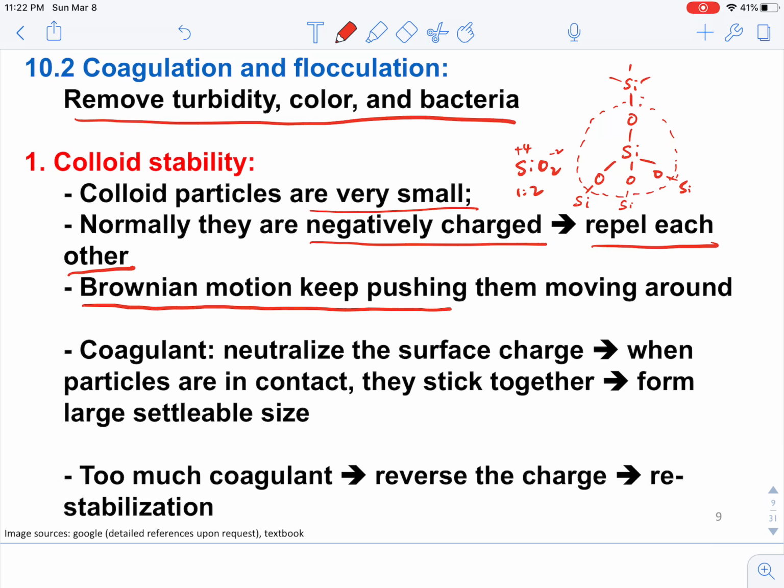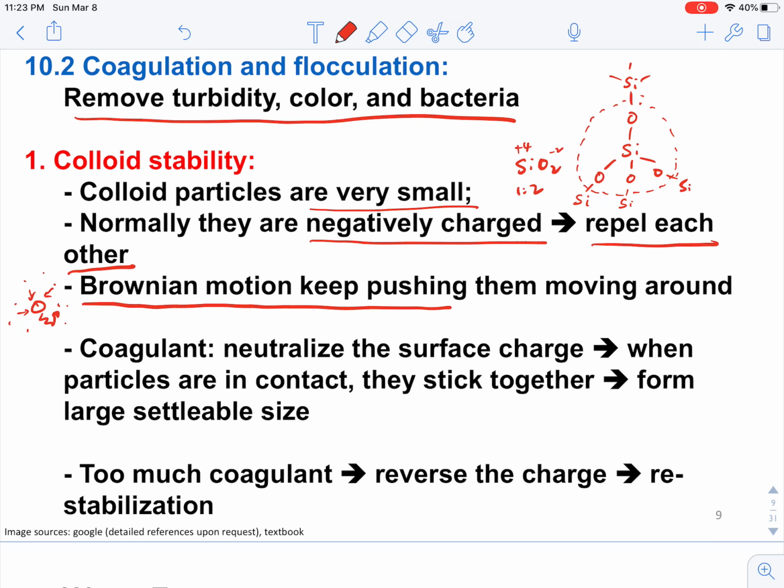Brownian motion basically means that there are a lot of water molecules in the water, and if we have a particle here, these molecules will collide onto the larger particle, and the particle will move around. We call this process Brownian motion. It keeps particles away from each other, so they can coexist in the water.